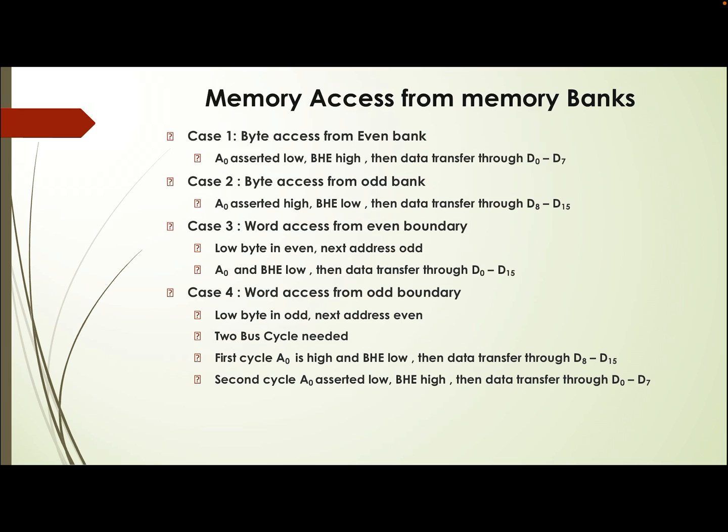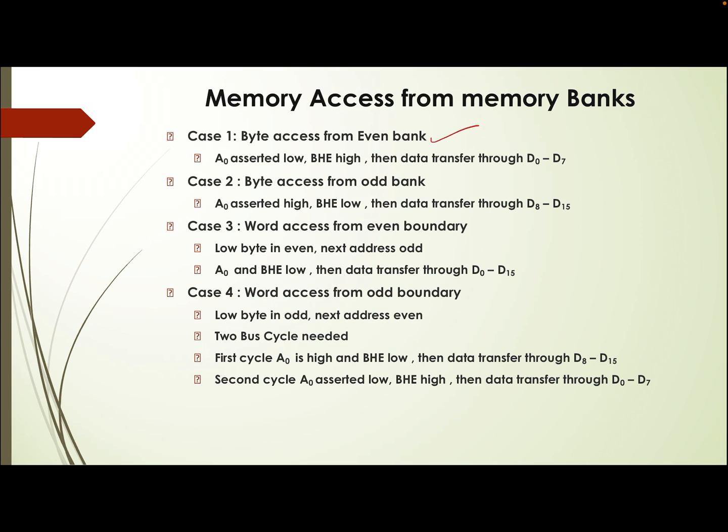Now, in the case of memory access from memory banks, how is the data accessed, how are the locations accessed when the memory is divided into 2 banks, upper and lower, or odd and even? There are different cases of accessing memory, as we can see here. The first case: when a byte is accessed from the even bank, what steps are performed?